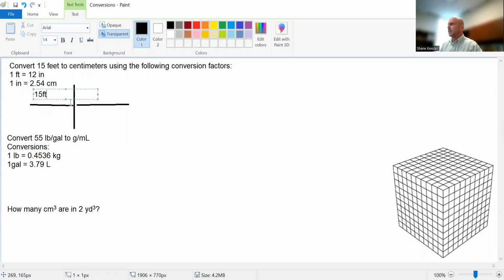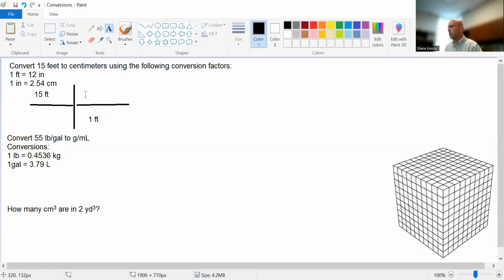And this is going to have to be matched with a feet unit at the bottom. So I know that this bottom part must have feet. In other words, if I have the feet at the bottom here, I'll be able to cross off what's on the top. And so then I look for my conversion factors. 1 foot is 12 inches, so the 1 foot part must go on the bottom, and that's matched with the 12 inches.